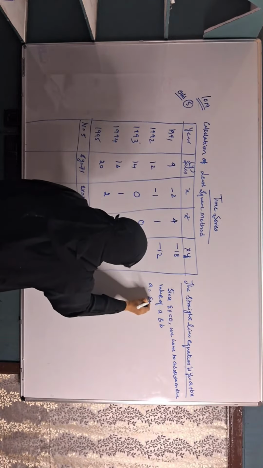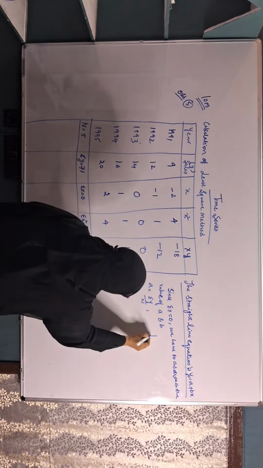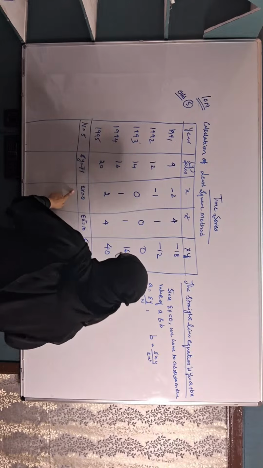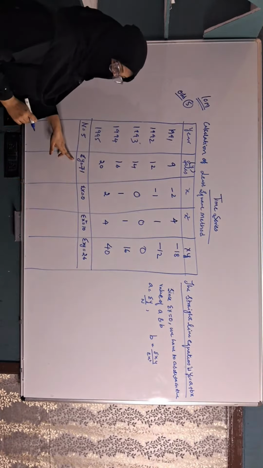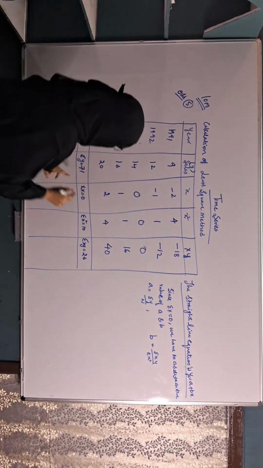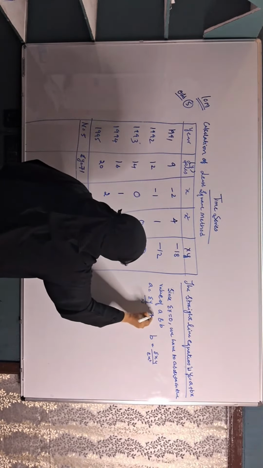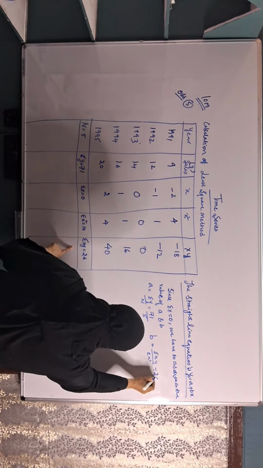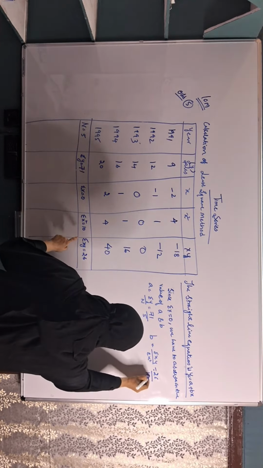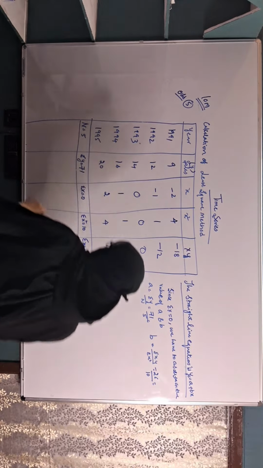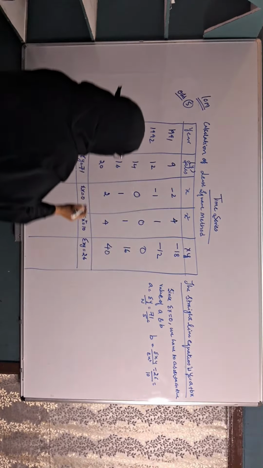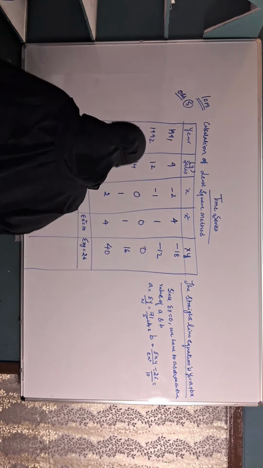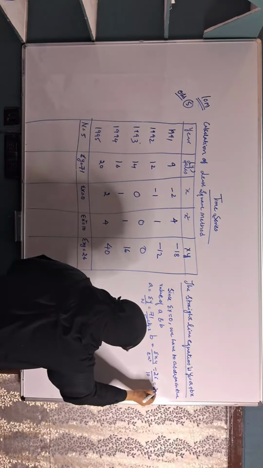A is equal to sigma Y by N and B is equal to sigma XY by sigma X square. So we have already calculated sigma Y as well as N. We know that it is 71 divided by N, which is 5. Sigma XY is 26, divided by 10. 71 divided by 5 is equal to 14.2 and 26 divided by 10 is equal to 2.6.